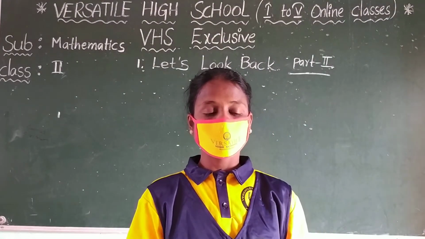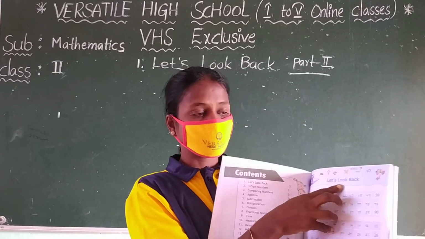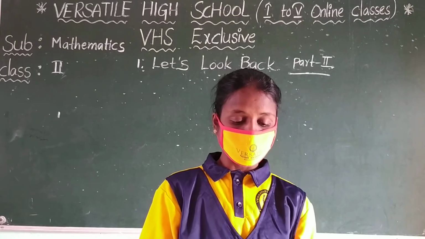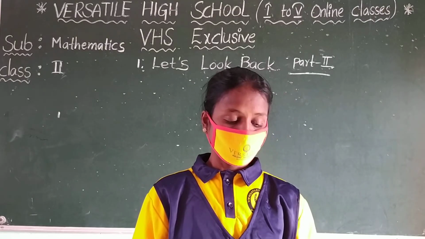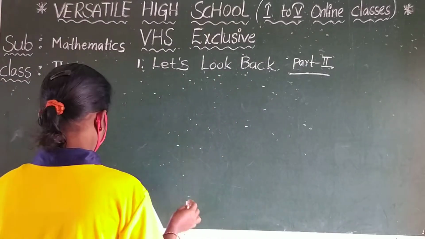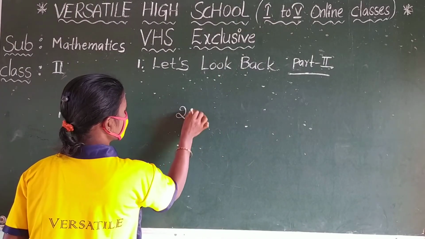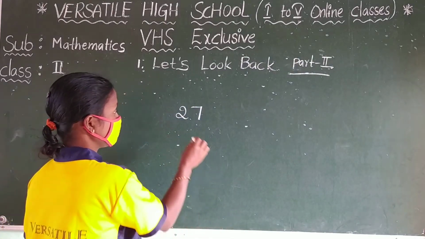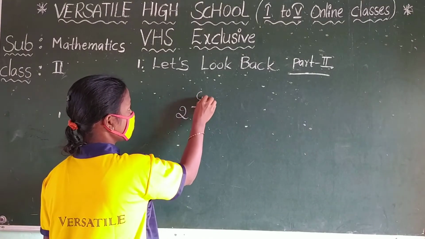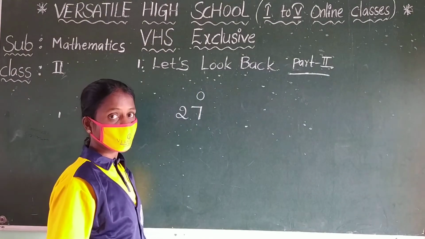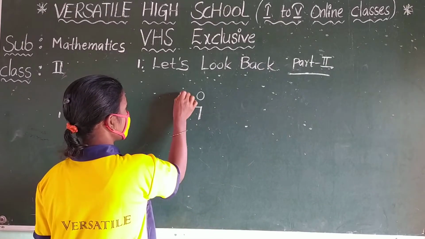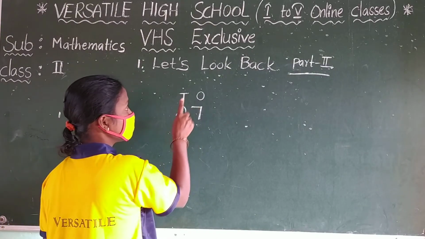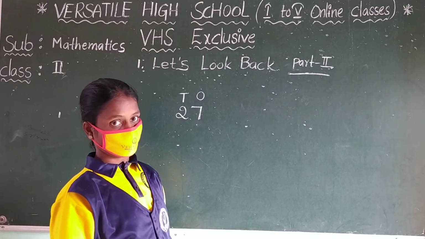In the previous class, we were learning about this. Let's look back at the first chapter, page number 5, where we are learning about ones digit places. Suppose I am writing 27. What is this number? 27. In 27, the 7 is called the ones place, O-N-E-S, ones, and the 2 is called the tens. So 7 is in the ones digit and 2 is in the tens digit.